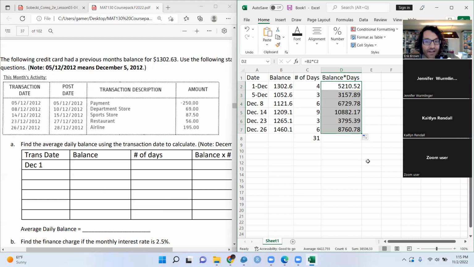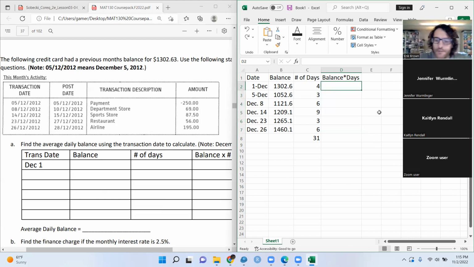And then we're going to write a fraction. Can you show how to do that again real quick? Most definitely. So I just hit the equal button to tell Excel, here comes a formula. I select the B2 cell, or the cell where that balance is. Hit your asterisk to show multiplication. And then select the number of days cell, and that's it. Hit enter, and you get that balance.